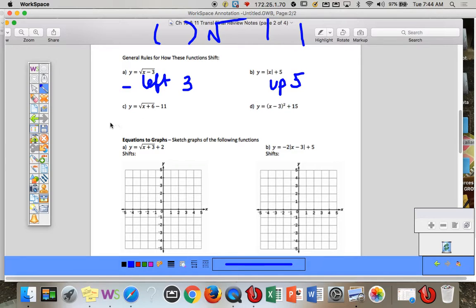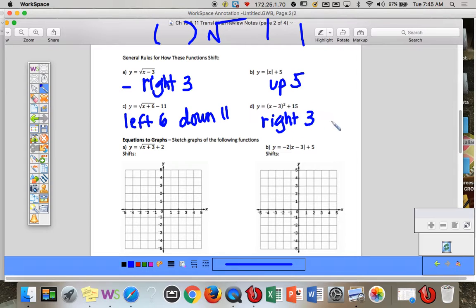Right here, the plus 6 would be, oh, sorry, this is not left 3. This is right 3. It's opposite of what you think. So this should be right 3. The plus 6 would be left 6. The minus 11 would be down 11. The minus 3 on the inside, again, would be right 3, and the plus 15 would be up 15.